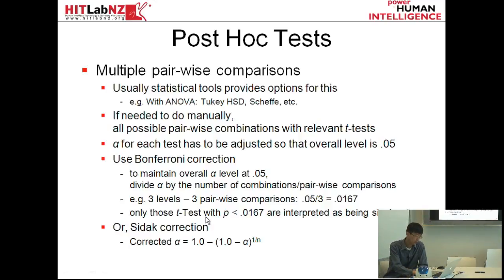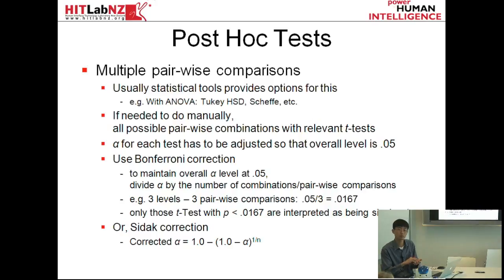So if you have 3 conditions, then you can make 3 pairs. So when you're running pairwise comparison, you're looking at the p-value and comparing with not 0.05, but 0.0167. So in this case, if the p-value is less than 0.0167, then you can say there is a difference between this pair or this pair or this pair. You can easily see that as there are more conditions, this alpha level will go down significantly.